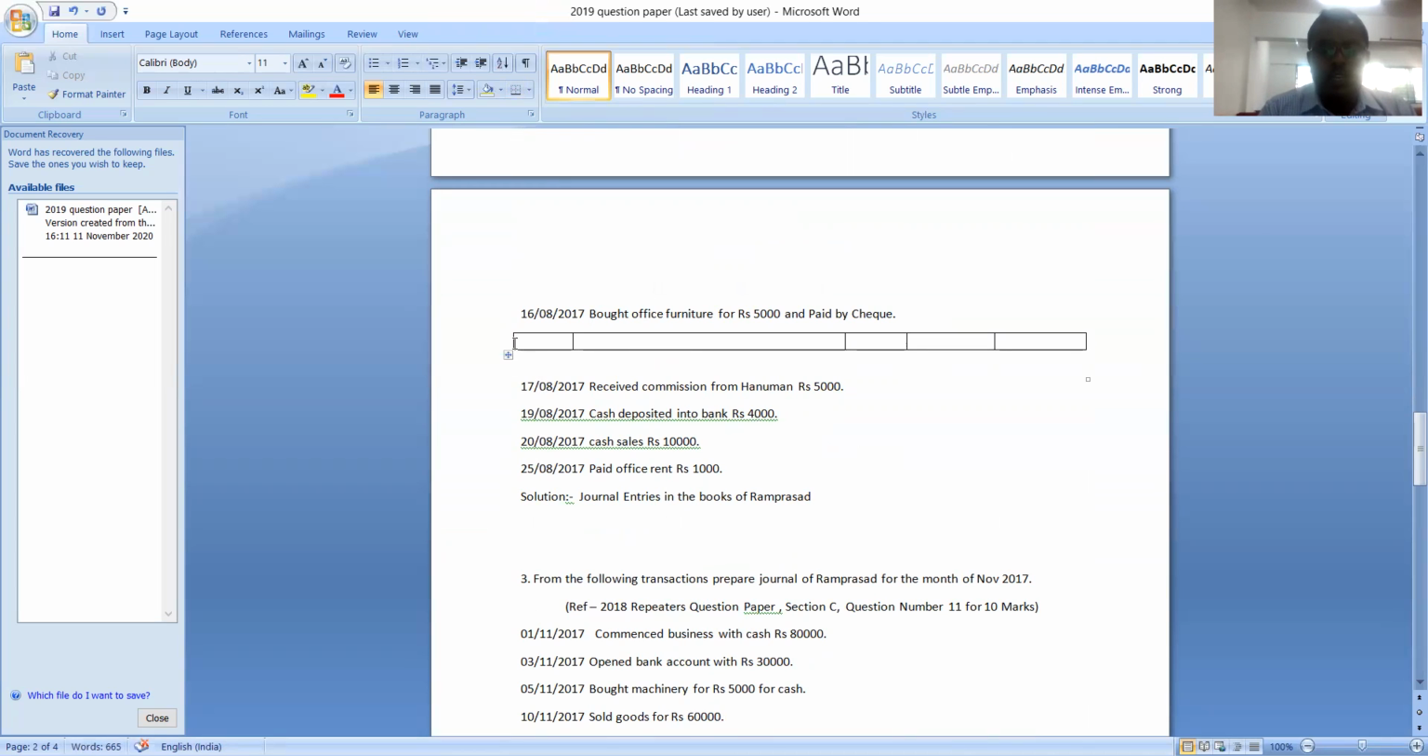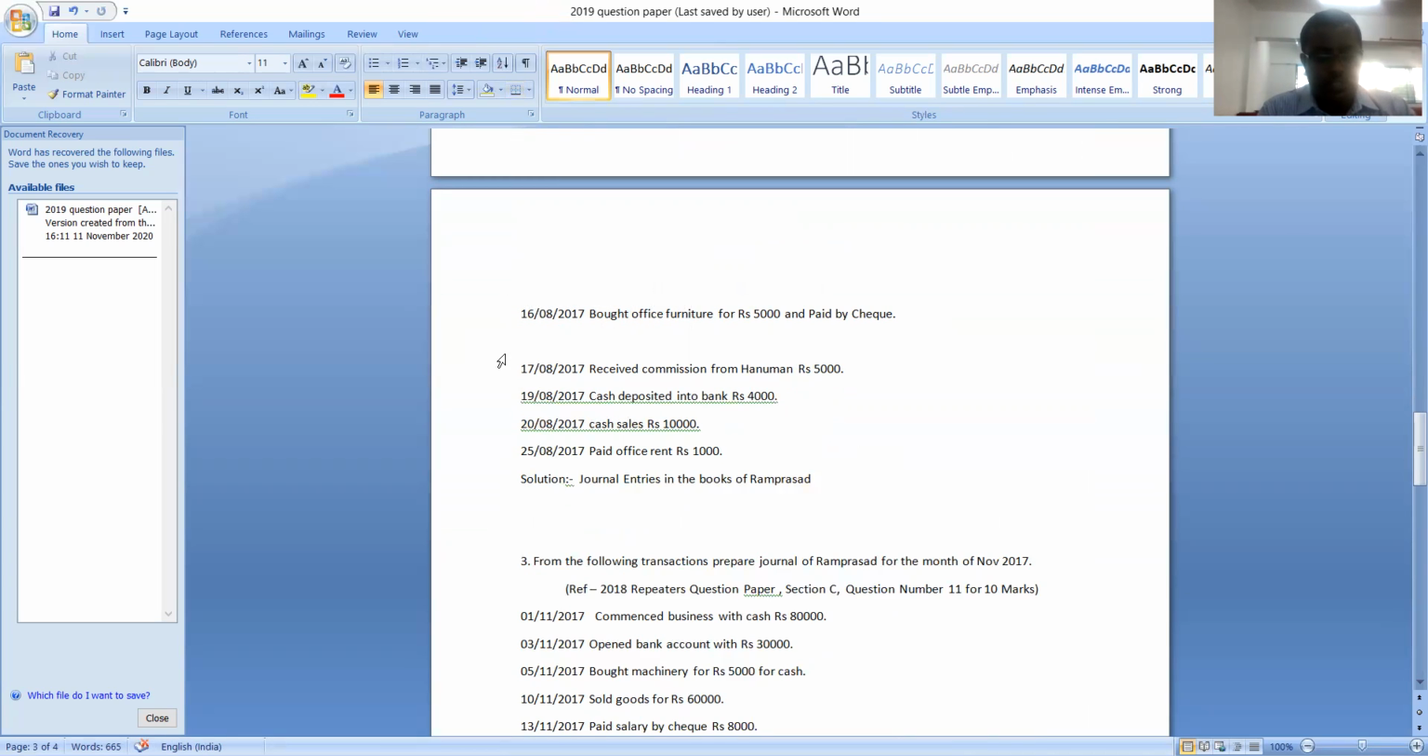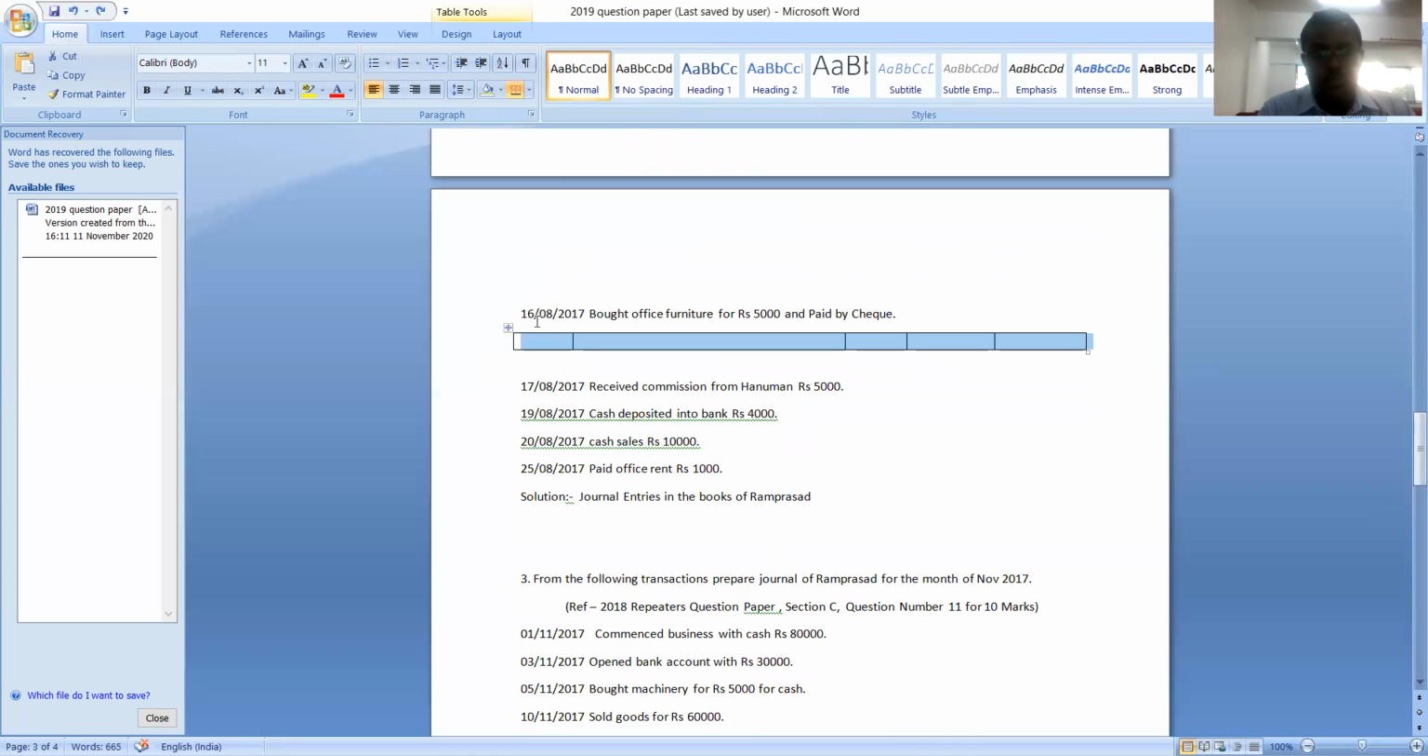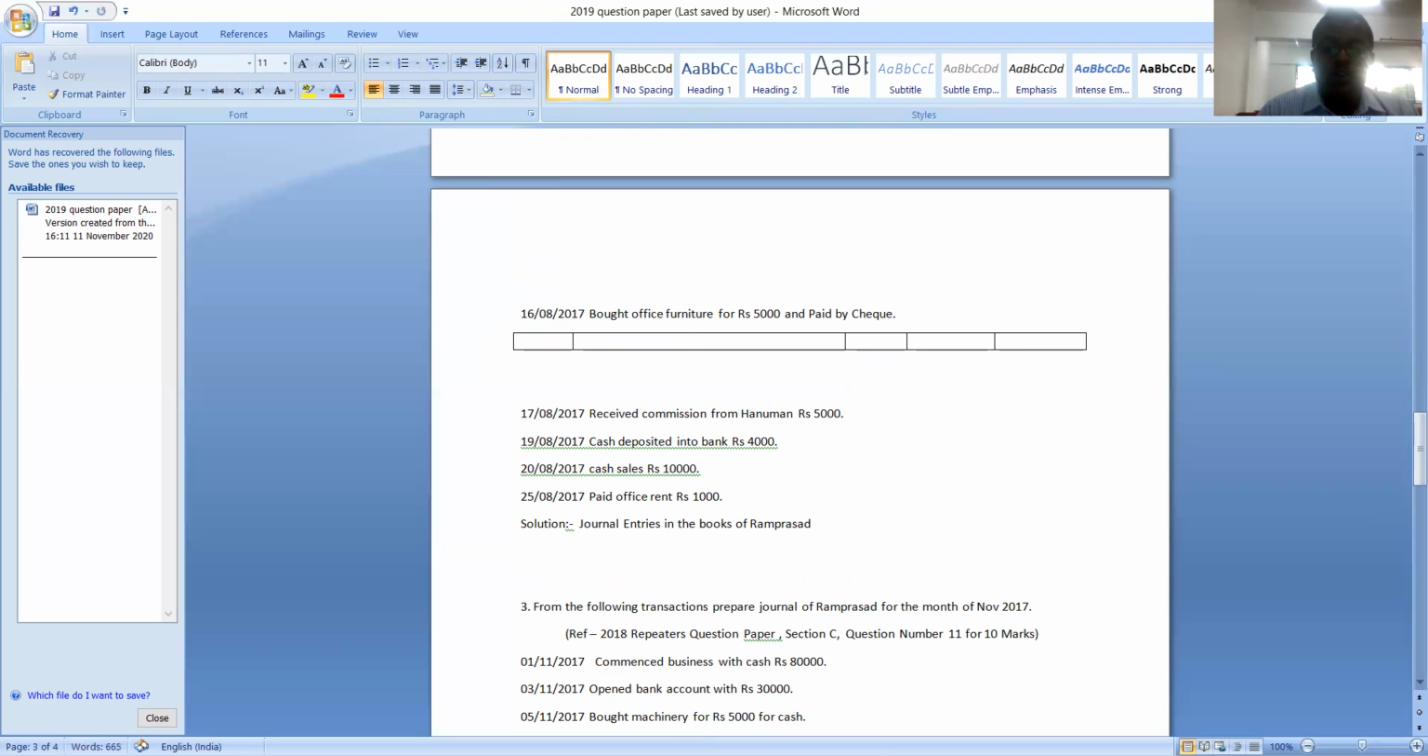Actually, it is dated on 16th. What is the transaction? The transaction is: bought office furniture for rupees 5,000 and paid by check. We bought office furniture for rupees 5,000 and paid by check.